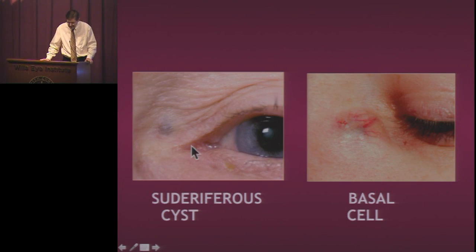This has a bluish tint. It's underneath the skin, but it was a cyst. It was a pilar cyst on biopsy. This has a bluish tint, but it does have some blood vessels and some other suspicious characteristics. This was a basal cell.